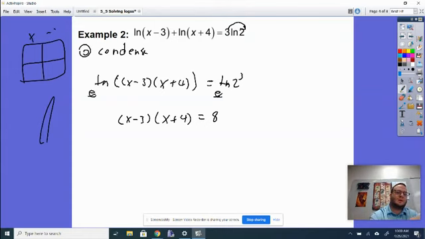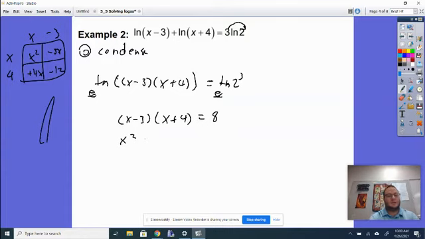So x minus 3 times x plus 4 is x squared minus 3x plus 4x minus 12. Because again, this is going to turn into a quadratic. If it was already equal to 0, that'd be really nice, but it's not. So we do need to deal with that. So x squared plus x minus 12 equals 8. Again, getting everything on the same side so we can factor. x squared plus x minus 20 equals 0.